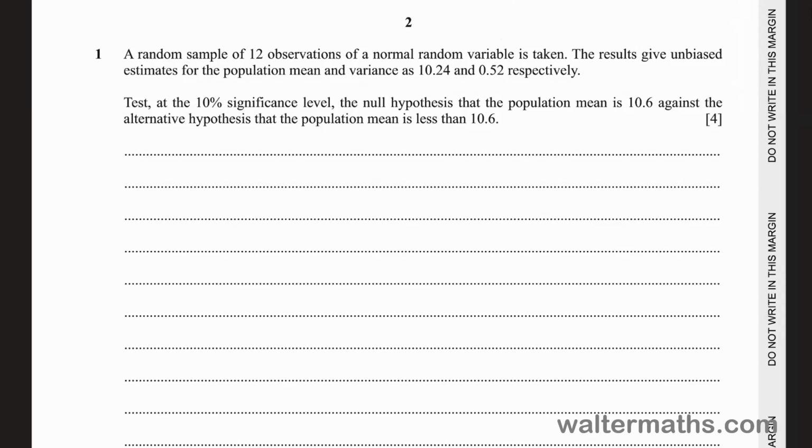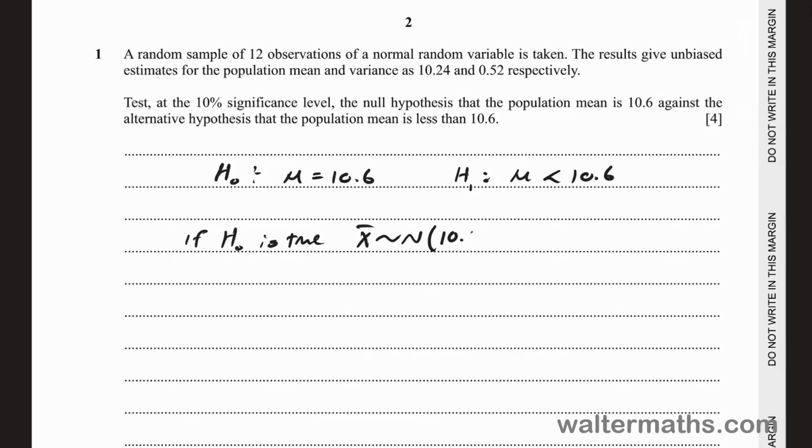All right, so we've already been given what the null hypothesis is, right? The null hypothesis is that the population mean is 10.6, and the alternative hypothesis is that the population mean is less than 10.6. So if the null hypothesis is true, it means the distribution of the sample mean will follow a normal distribution with a mean of 10.6 and a variance. We've been given that the estimate for the variance is 0.52, so 0.52.